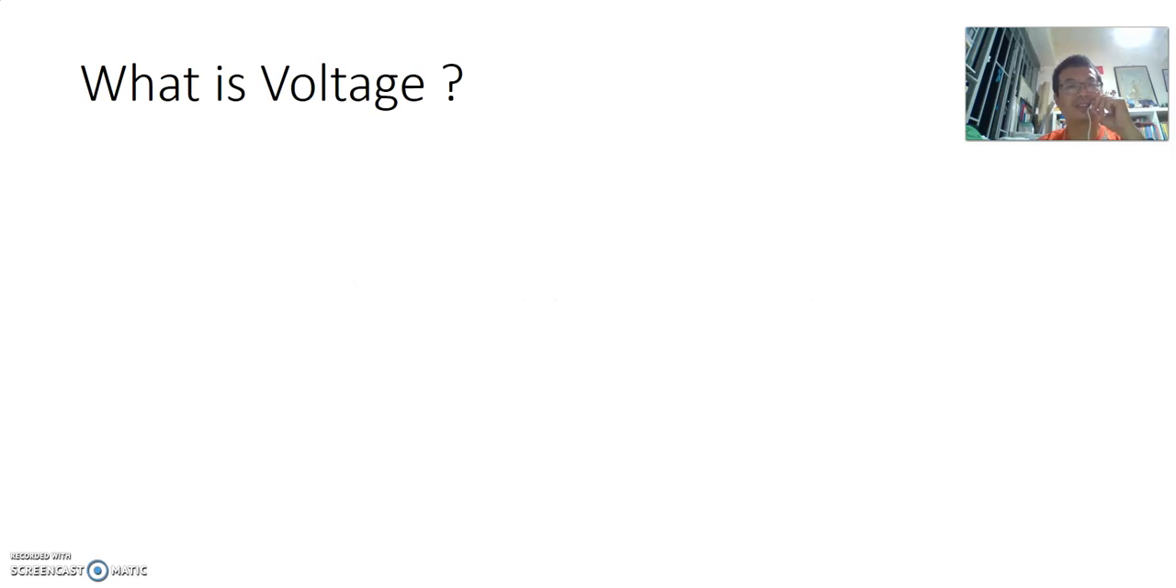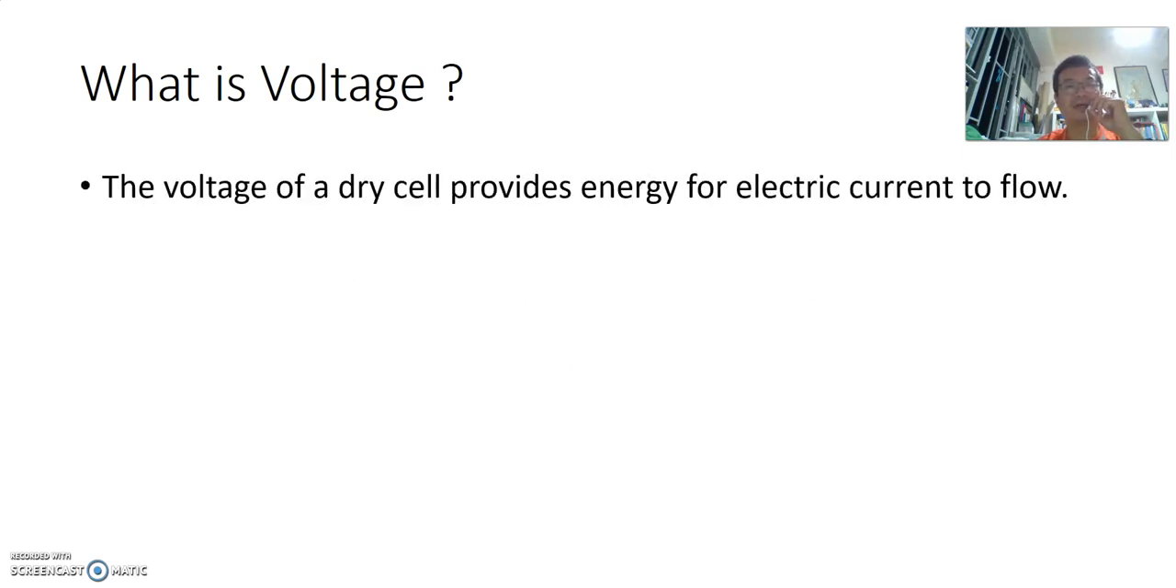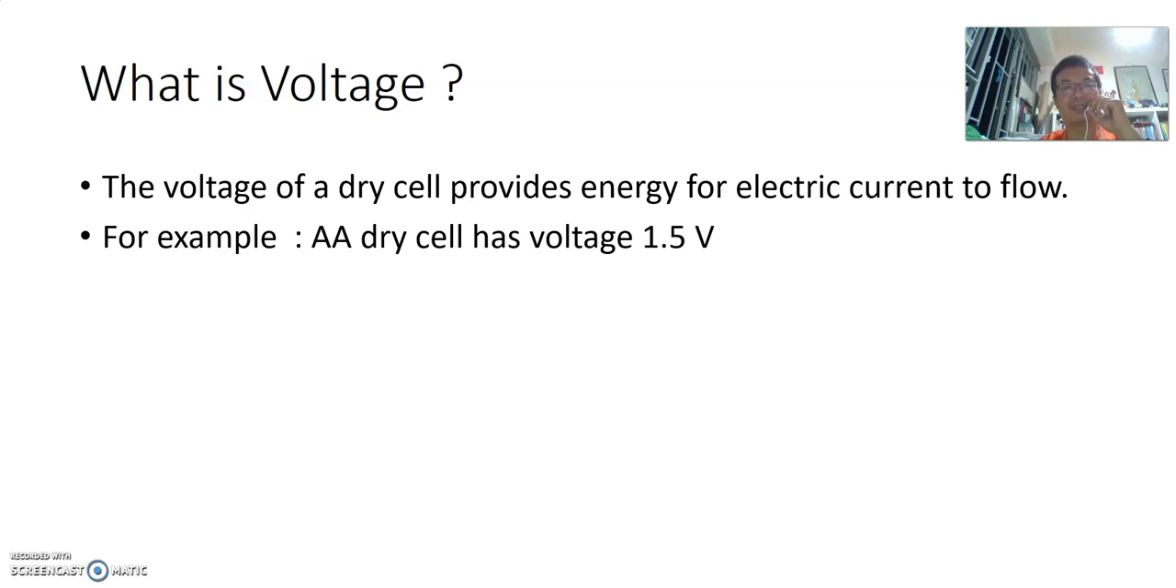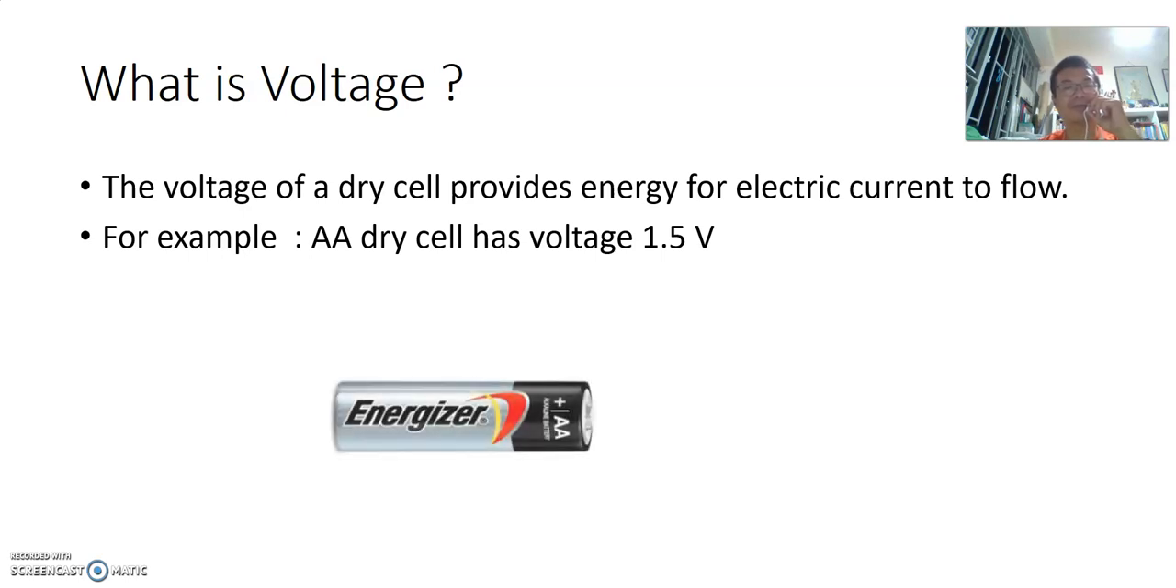Now, what is voltage? The voltage of a dry cell provides energy for the electric current to flow. Without voltage, there will be no current. For example, a common AA dry cell that we use has a voltage of 1.5 volt. So this is an AA battery, that is, an AA dry cell, that is common to us. This side is the plus. Can you notice a button here? This side is plus and this side is minus.